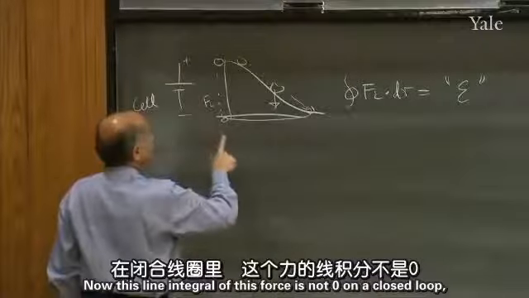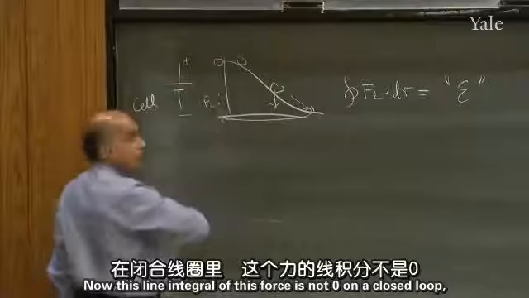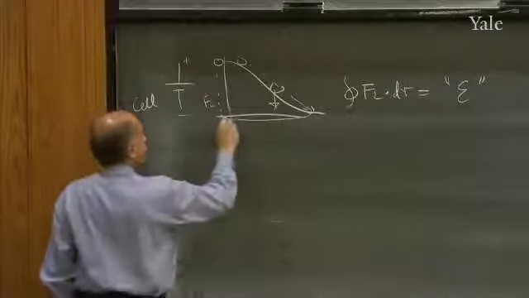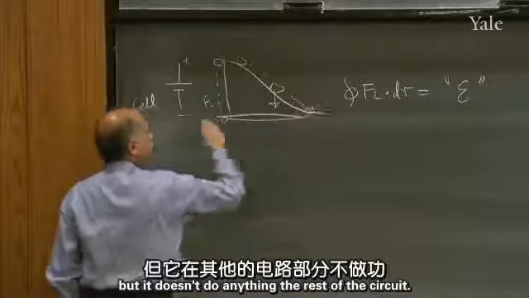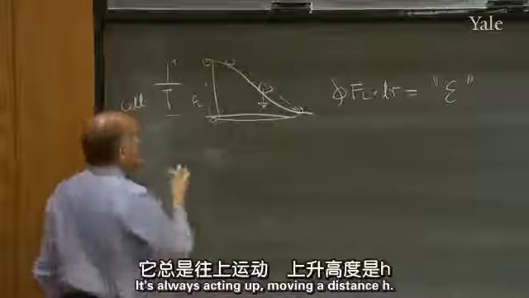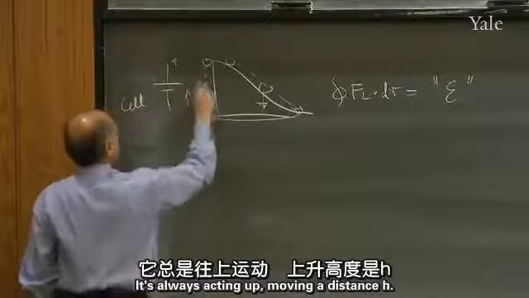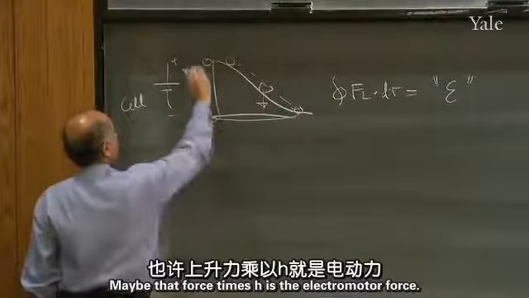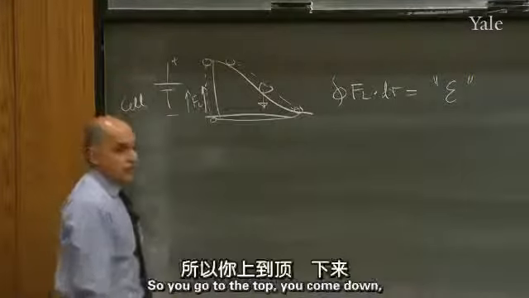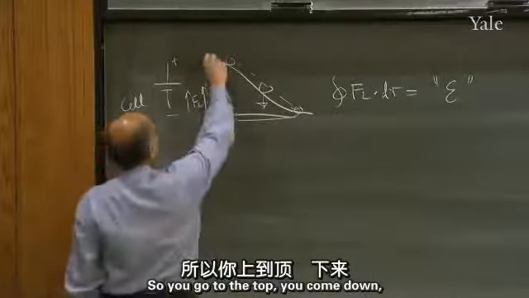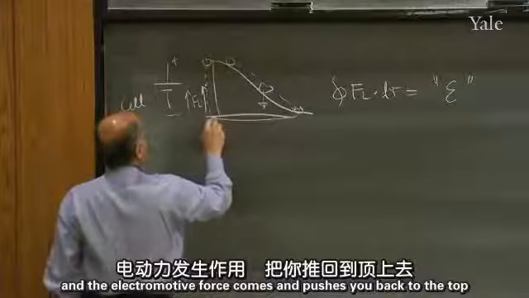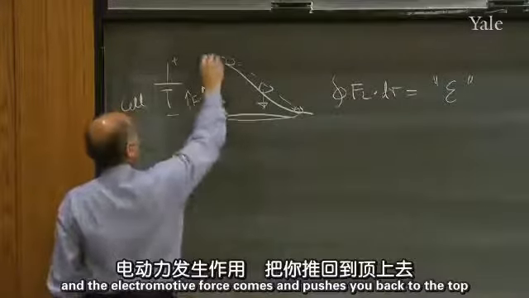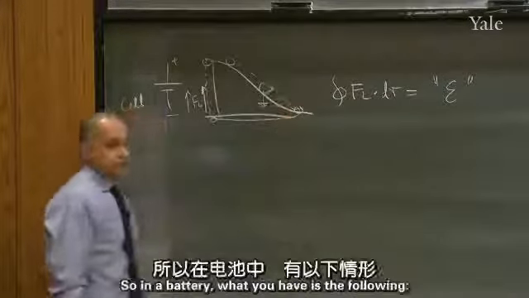Now, this line integral of this force is not zero on a closed loop because on the way up, it is doing some work, but it doesn't do anything in the rest of the circuit. See, it's always acting up. It's moving a distance h. Maybe that force times h is the electromotive force. So you go to the top, you come down, and then the electromotive force comes and pushes you back to the top, and again gravity brings you down.